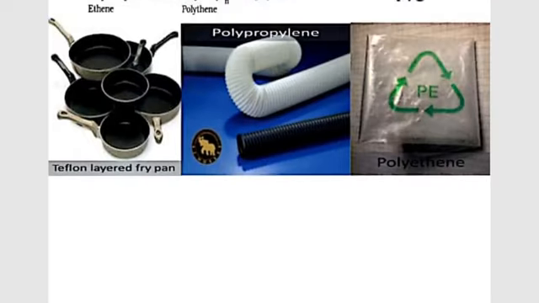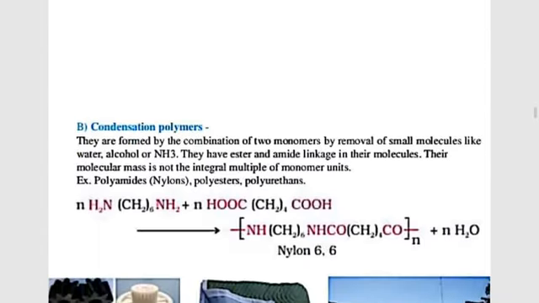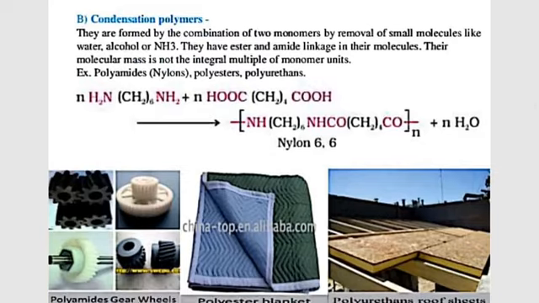Teflon is used in non-stick cookware, polypropylene in pipes, and polythene in packaging covers. Next is condensation polymer. They are formed by the combination of two monomers by the removal of a small molecule like water, alcohol, ammonia, carbon dioxide, etc. So two different monomers will combine and elimination of a certain molecule will take place. They have ester and amide linkage in their molecule.